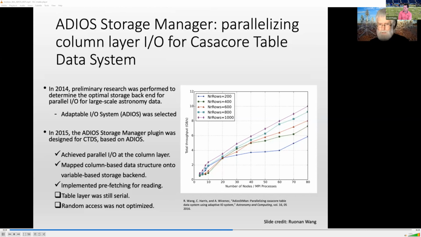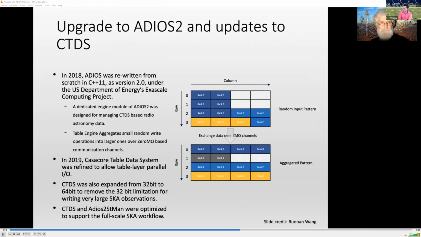The table layer was still serial, and random access was not fully optimized. As you can see, the scalability of the system was already quite nice, and is seen in the plot on the right. In 2018, ADIOS was rewritten from scratch as version 2.0, and we took that opportunity also to re-implement the CTDS for astronomy data, that also optimized some other things like table engine aggregation for small random write operations based on ZeroMQ.